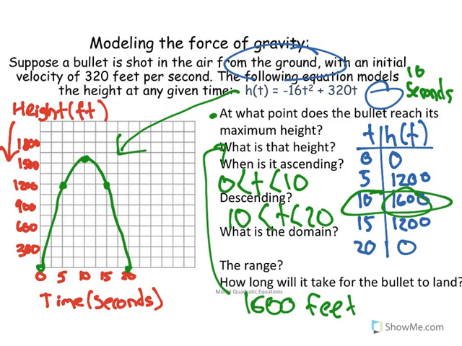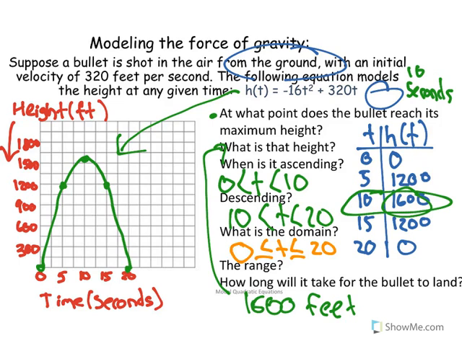What is my domain? Well, my domain are all the valid x values, or t values in this case, which is anything from 0 to 20 inclusive. So where's the ball at time 0? It's at 0 feet, but that's a significant point. We need to know that it started on the ground.